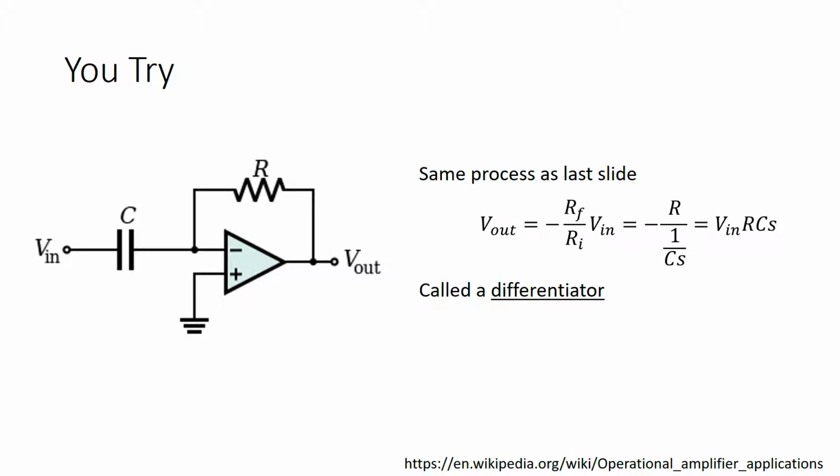Alright. We go through the same steps here. We notice this looks like an inverting amplifier, then we substitute impedance values for RF and RI, and finally do a bit of algebra to find out that Vout is equal to Vin times RCS. Multiplying by S corresponds to a derivative, so this is called a differentiator.